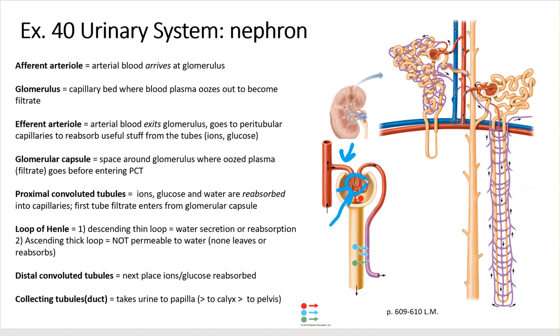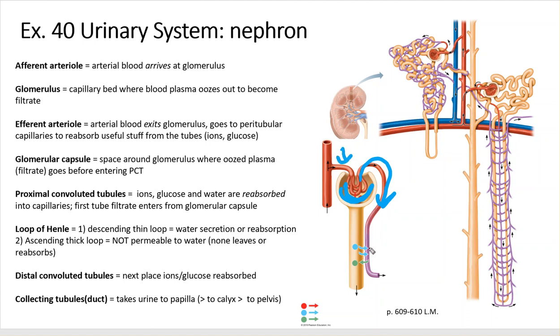This little bubble of stuff right there is the glomerulus, and plasma is going to ooze out between the pores of the capillaries and go into this capsular space right there. And then that arterial blood is going to exit again. So it's not venous blood yet. It's still an artery, so it's still a high pressure system. This one also is a high pressure system.